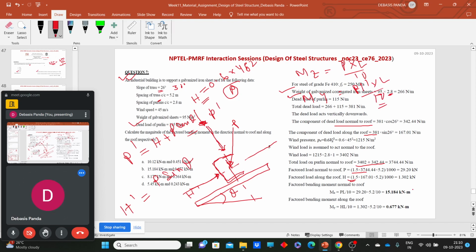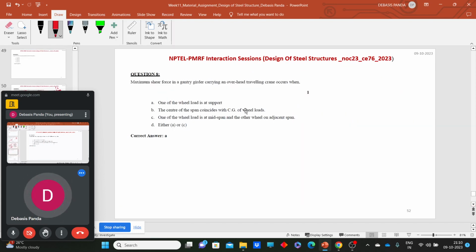So the values are coming as Mz 15.184 and My comes as 0.677 kilonewton meter. So look for which option matches. I think option B is the correct answer. Now let's go to the next question. Maximum shear force in a gantry girder carrying an overhead traveling crane. For this, one of the wheel loads at the support we generally need to consider. So option A will be the correct answer.